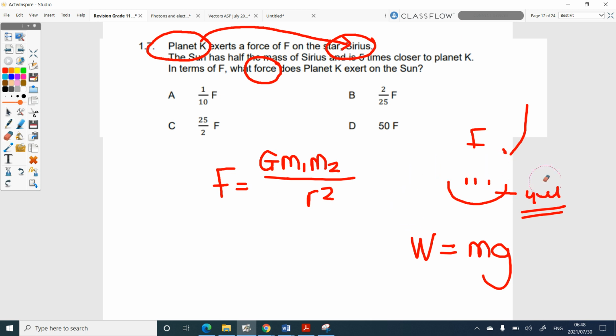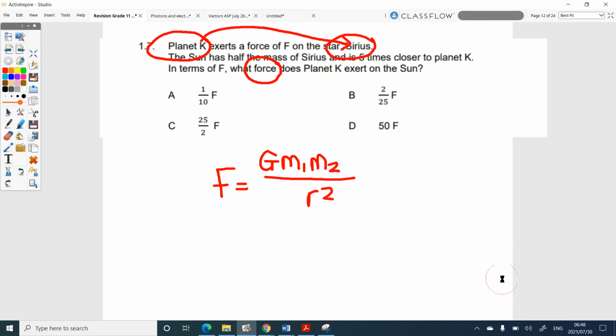So also let yourself be led by that. In this question, there are two masses. So therefore, we'd rather use this first equation. Otherwise, you're going to have to do calculations, and we don't want to do that in a multiple choice. Now, here, so this was F. So it says planet K exerts a force of F on Sirius.